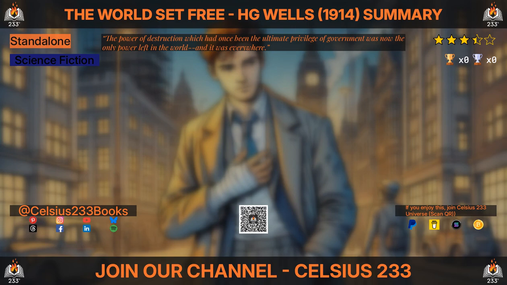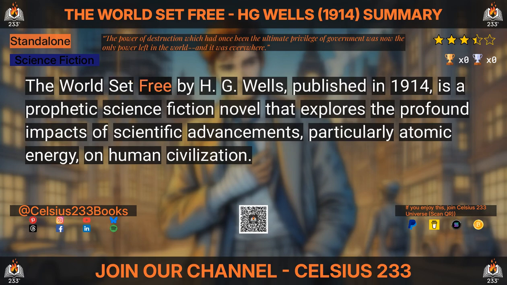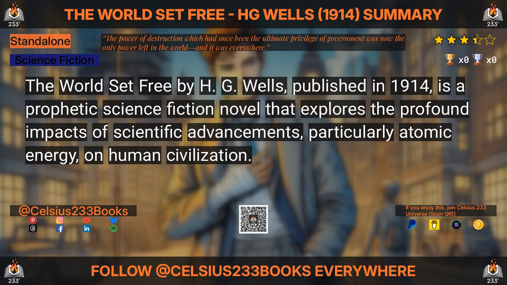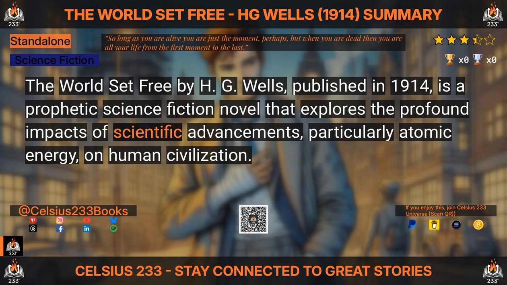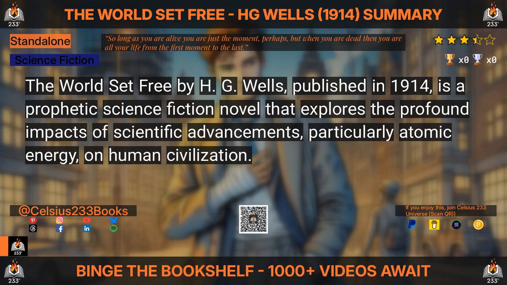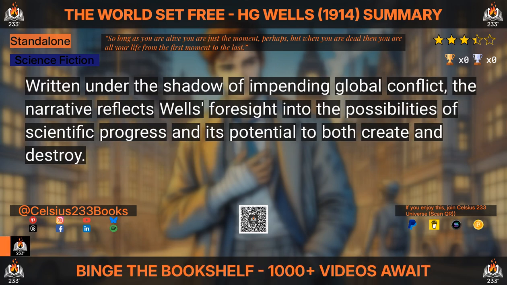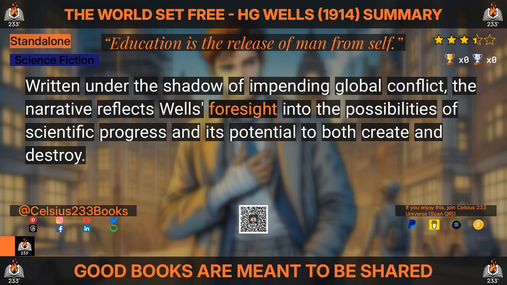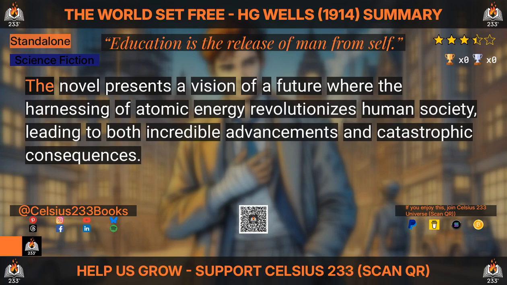Today, we will embark on a journey through The World Set Free by H.G. Wells. The World Set Free by H.G. Wells, published in 1914, is a prophetic science fiction novel that explores the profound impacts of scientific advancements, particularly atomic energy, on human civilization. Written under the shadow of impending global conflict, the narrative reflects Wells' foresight into the possibilities of scientific progress and its potential to both create and destroy.